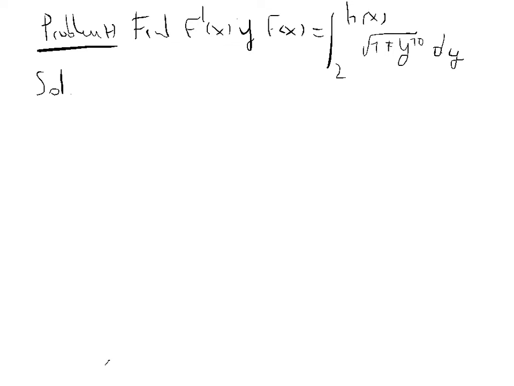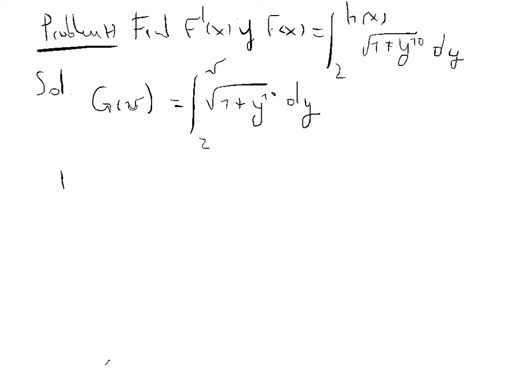Well, here we notice that the function capital F is actually a composite function. Now let us introduce a new variable and define g of v to be equal to the integral from 2 to v of the square root of 1 plus y to the 10th power in dy. And let us define now the function capital F of x using the function g.